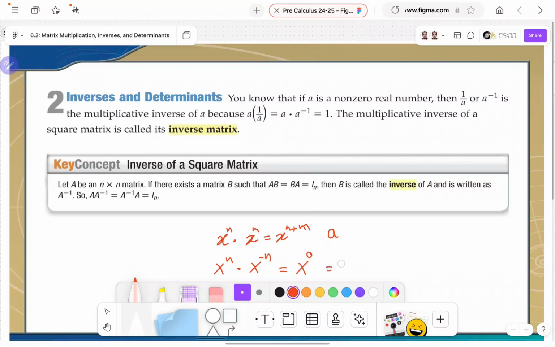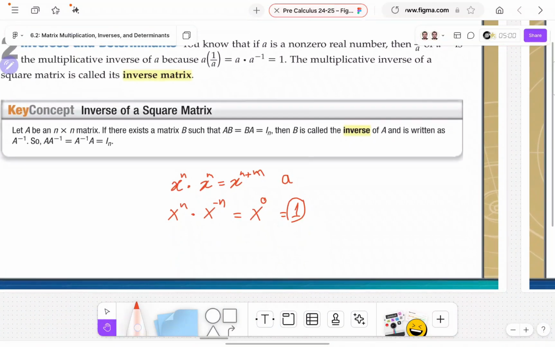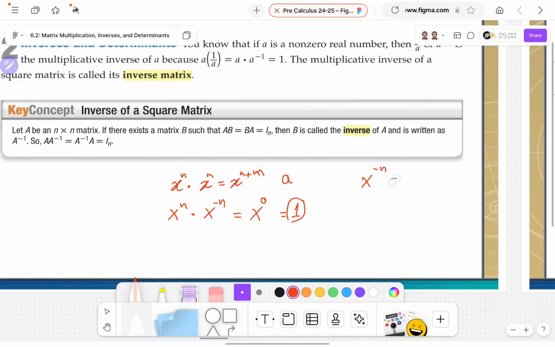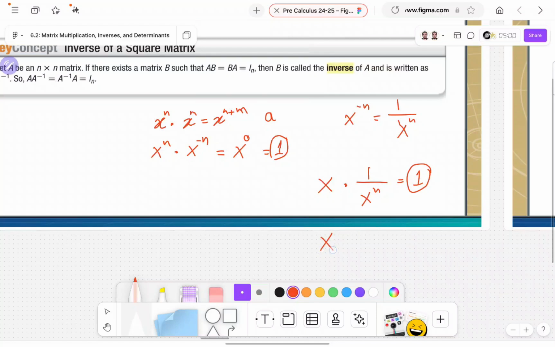So x to the power of 0. Anything to the power of 0 is equal to what? 1. And we know that any negative power can be written as 1 over x to the power of n, right? So if I say x times 1 over x to the n, the answer is equal to 1. Why is it equal to 1? Because if I simplify x times x to the power of negative n, n minus n is x to the power of 0, which is equal to 1.